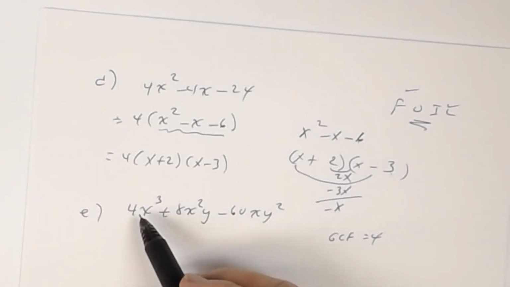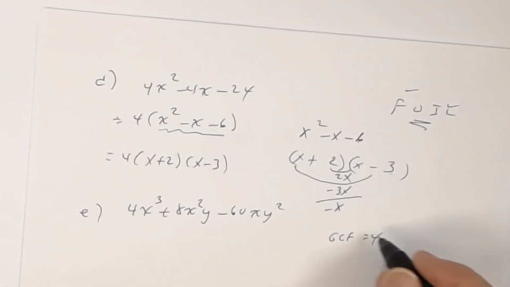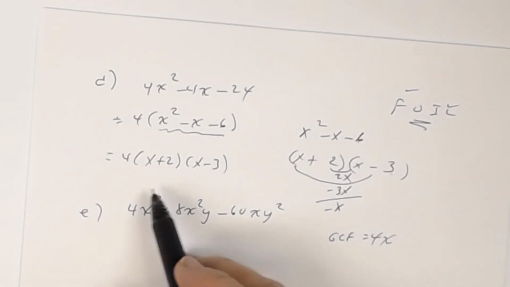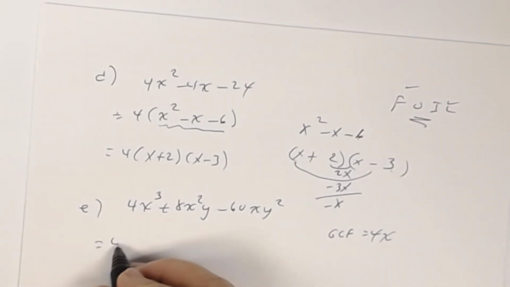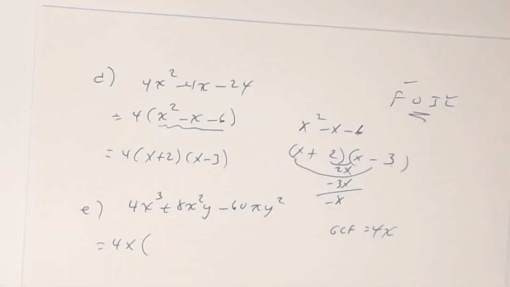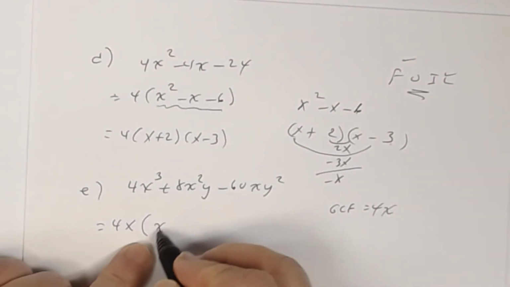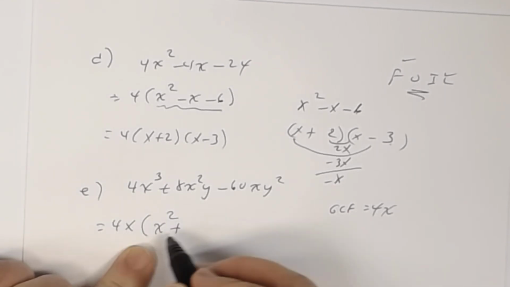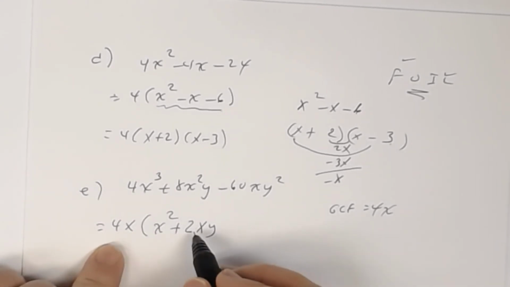In terms of the variables, I have 3 factors of x here, 2 here, 1 here, so I can factor out an x. And I cannot factor out a y. You cannot put any y's here because there are no y's in this first term. So that's your GCF. So I'm going to factor out a 4x. When I factor out a 4x, I get 4x times x squared is 4x cubed. And then plus 4x times 2xy, because 4 times 2 is 8.